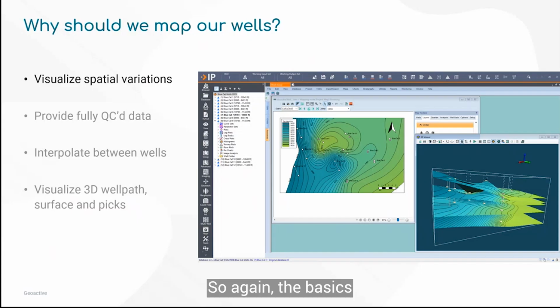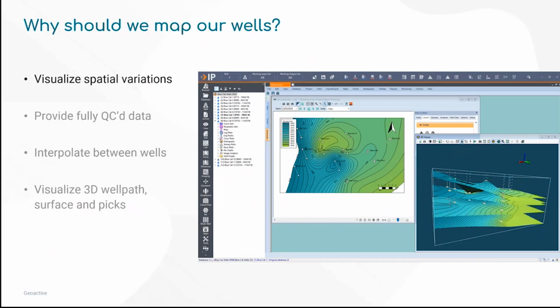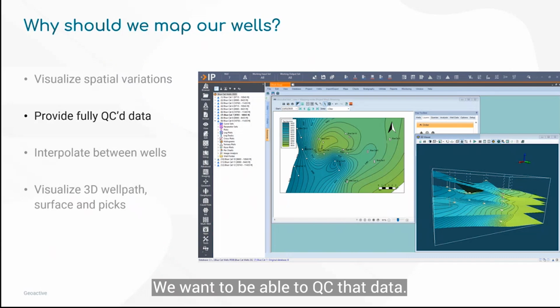So again, the basics, and please let me know if this is a shock to any of you, but I doubt it will be. The idea of mapping wells, why do we want to do that? We want to be able to visualize spatially what's happening to the north, south, east, west of a particular well or within a particular area. Are there any trends that we can see? We want to be able to QC that data.